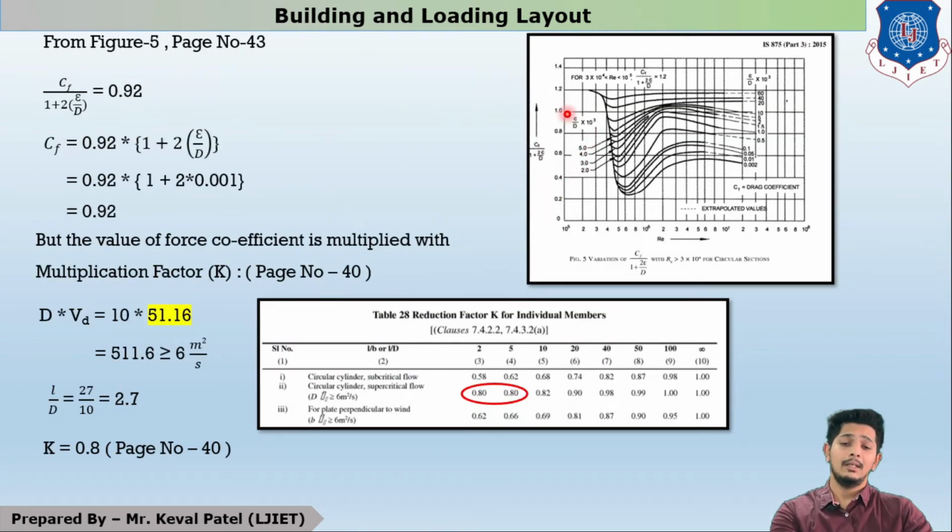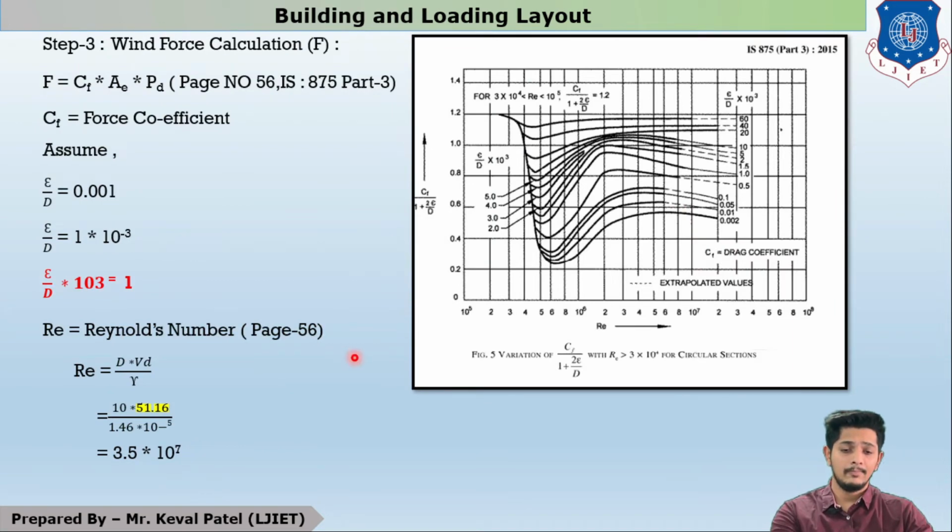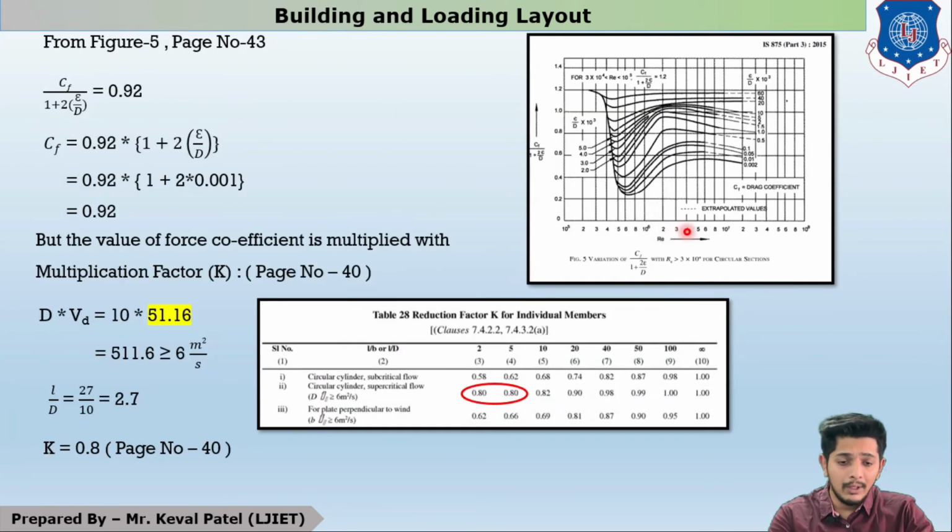Now, the only thing remaining is CF upon 1 plus 2 epsilon upon D. For that, I will put these on the graph, on line 1, that is 1.0, and the RE value which was found out, 3.5 into 10 raised to 7. So 3.5 will be in between 3 and 4. So the value will be like this. If the point is here, the value will be simply 0.9 or so. So I have assumed 0.92.